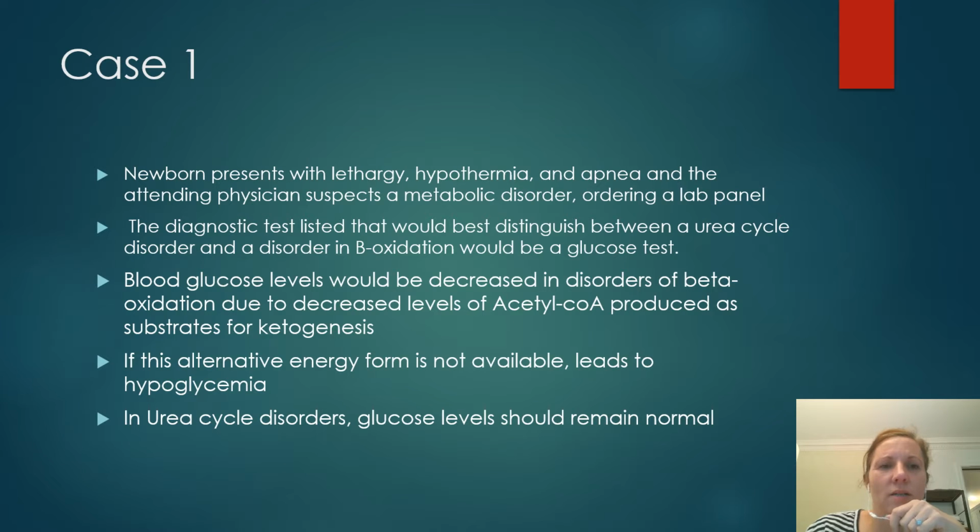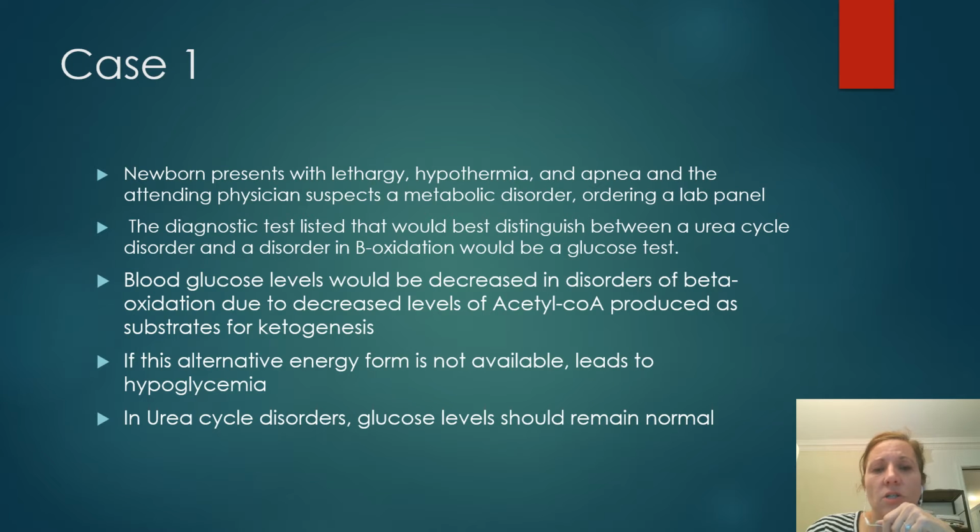In case 1, the newborn presents with lethargy, hypothermia, apnea, and the attending physician suspects a metabolic disorder when ordering a lab panel. In this case, the diagnostic test listed that would best distinguish between a urea cycle disorder and a disorder in beta oxidation would be a blood glucose test. The glucose levels would be decreased in all disorders of beta oxidation due to decreased levels of acetyl-CoA as the end product that is produced as substrates for ketogenesis.